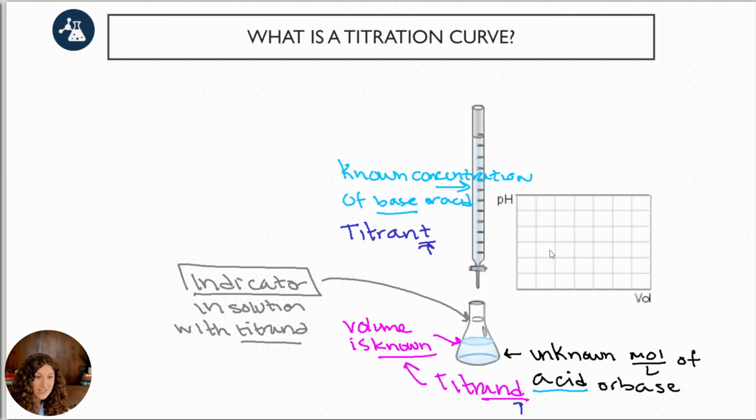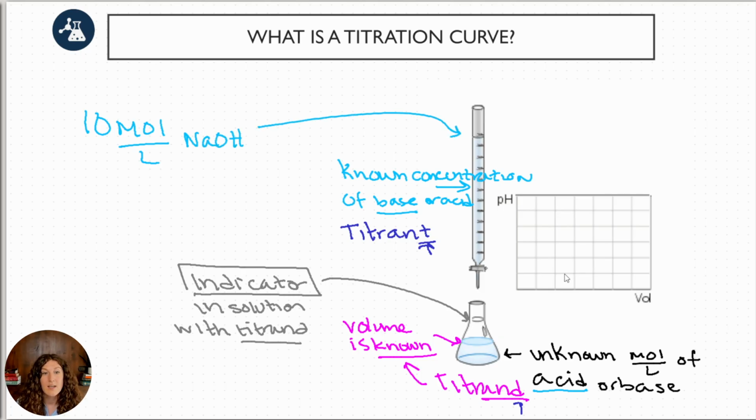So you set this all up and you have a known concentration. Let's just use some numbers here so that we can practice as we go. So let's say that we have 10 mole per liter of NaOH in our burette.